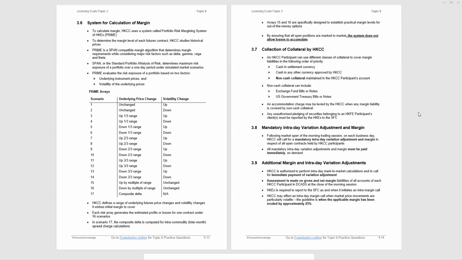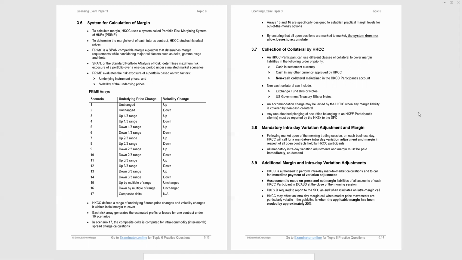An accommodation charge may be levied by the clearinghouse when margin liability is covered by non-cash collateral, so just accommodating the fact that they're taking it on board. Any unauthorized pledging of securities belonging to the futures exchange participants' clients must be reported by Hong Kong Exchange to SFC. That detail does not get examined.